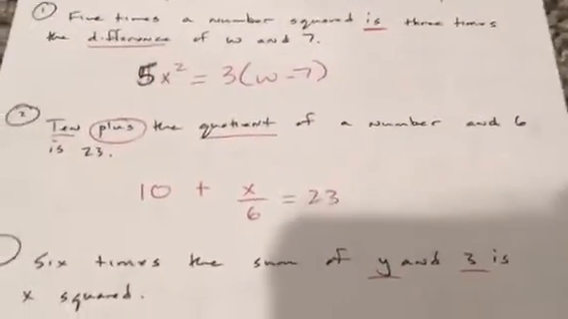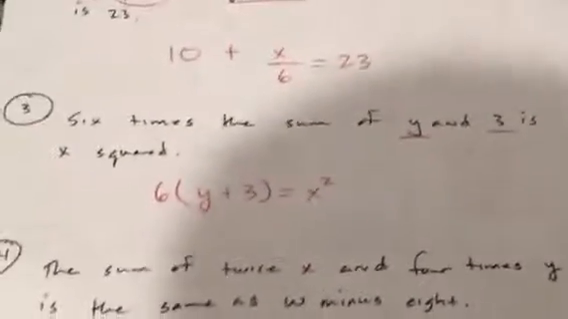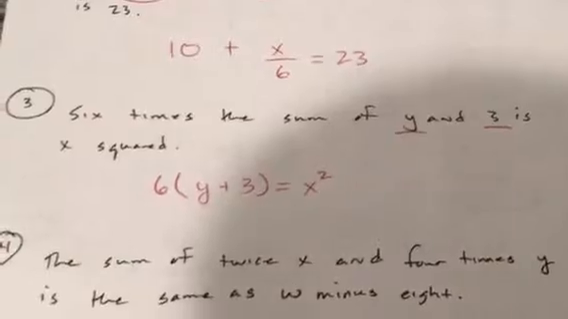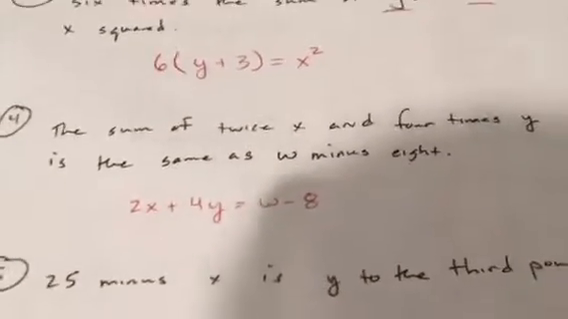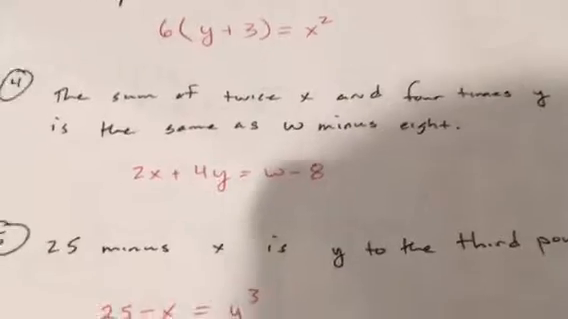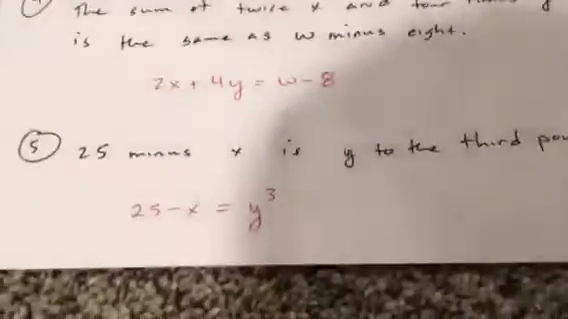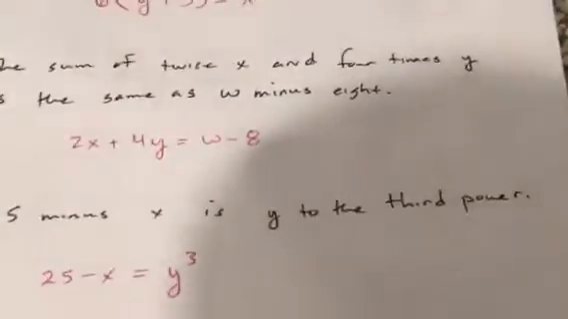10 plus the quotient of a number and 6 is 23. That's how you say it right there. 6 times the sum of y and 3 is x squared. You got to add y and 3, then multiply it by 6, and you get x squared. The sum of twice x, so 2x and 4y, so 2x plus 4y, is equal to w minus 8. Lastly, 25 minus x is y to the third power.